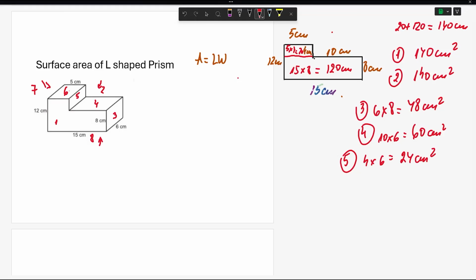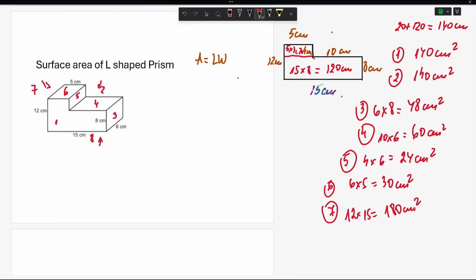Let's find side 6, which is here on the top. I have 6 here and 5, so my side 6 is 6 times 5, which is 30. Then I need to find my side 7, which is the one on the back. What I have is 12 and 15, so you multiply 12 and 15. 12 times 15 is 180.